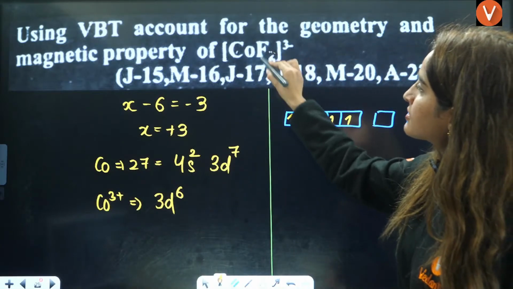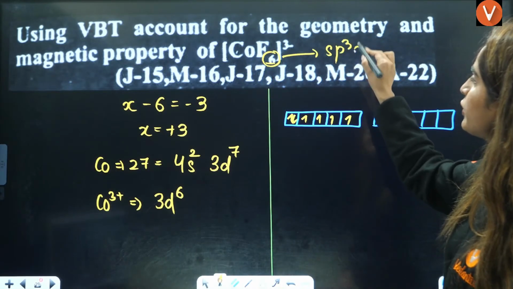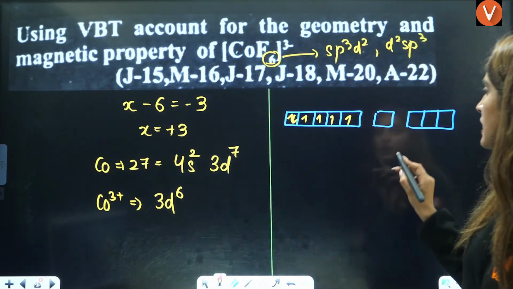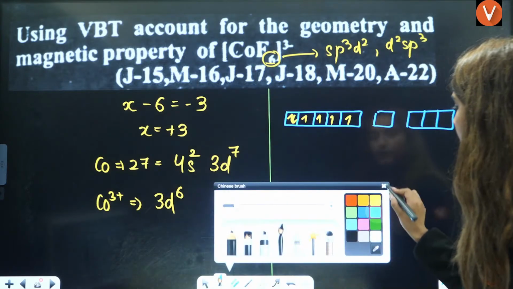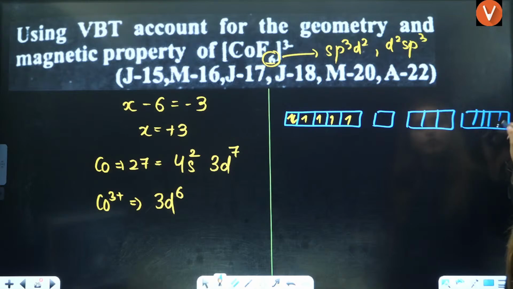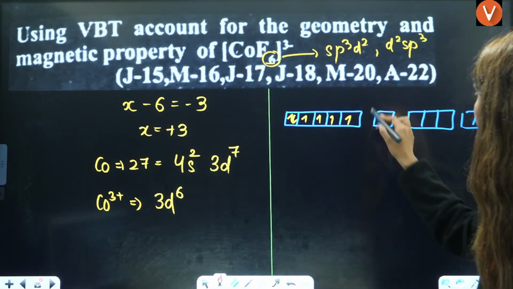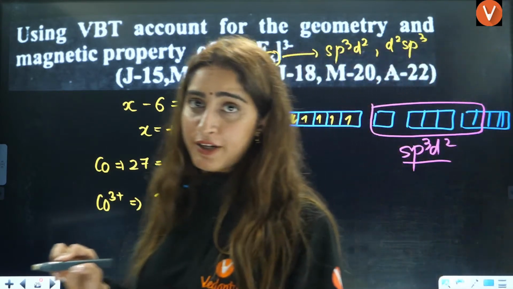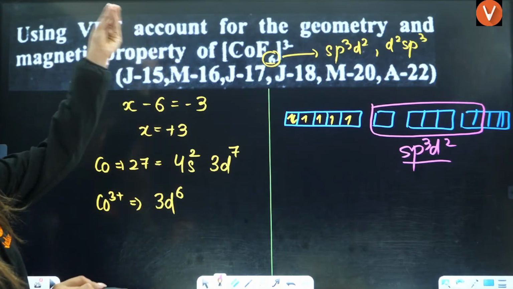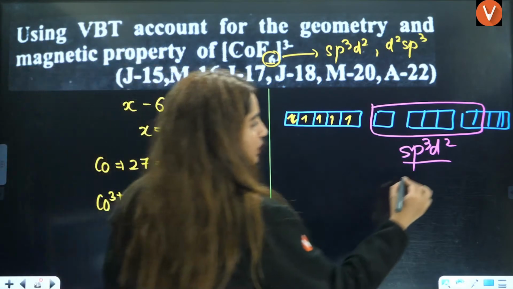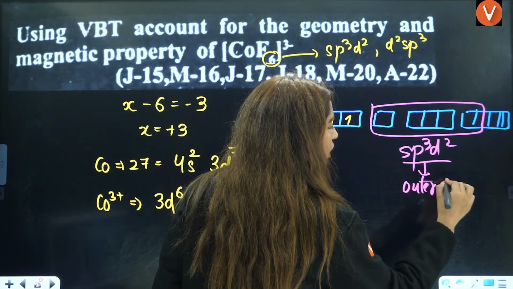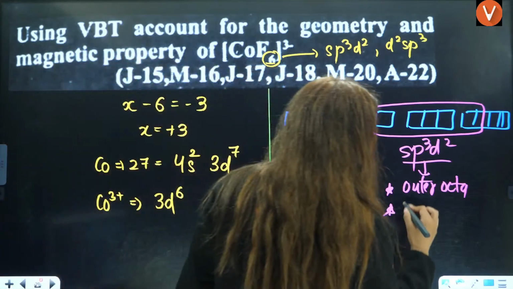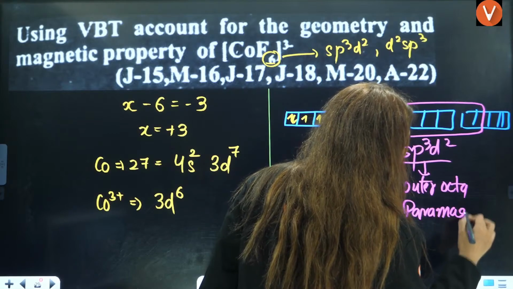Now, because it is 6, that means either it can be sp3d2 or it can be d2sp3, right? Here, this can be sp3d2 then, because this is already occupied. So this is 1, 2, 3, 4, 5, right? So this will be sp3d2. Now, sp3d2 is an outer octahedral. Now, what they are asking, using VBT, magnetic property and geometry you have to tell. Geometry is outer octahedral. Next, because of the unpaired electrons, it is paramagnetic in nature.